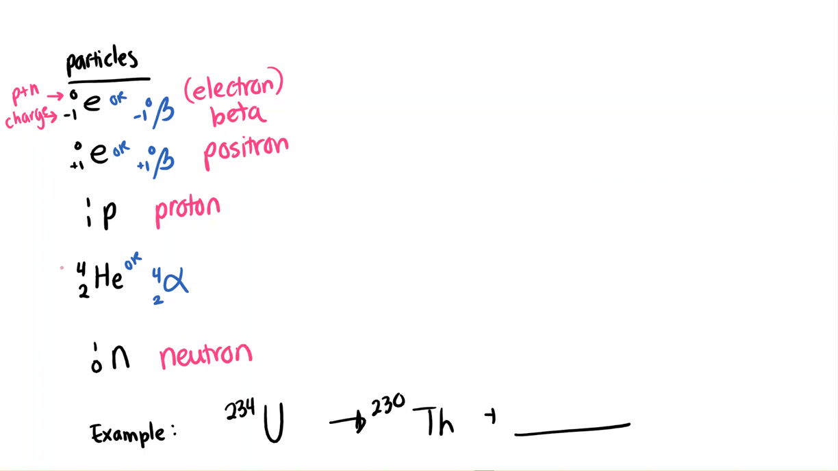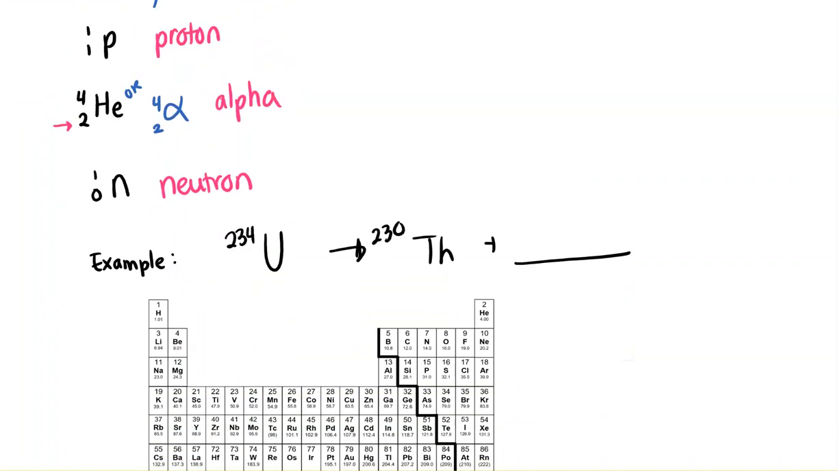This one, protons plus neutrons, is 4, and then 2 of those are protons. So this one, I wrote He because it's helium. The atomic number here gives you that it's helium. Sometimes it's written with this alpha sign. It is an alpha particle. Let's see how we're going to use these.